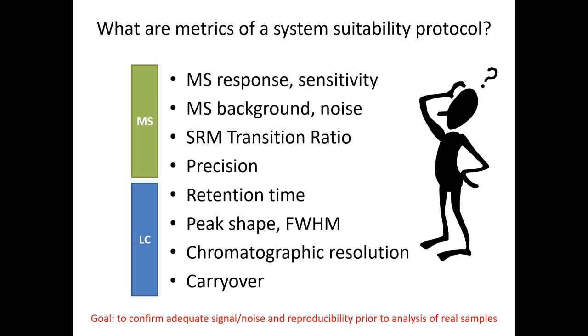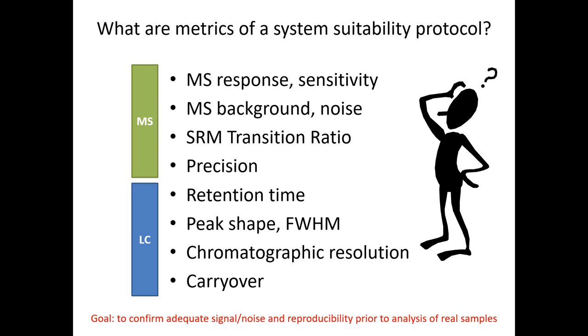Okay, what are the metrics of a system suitability protocol? What are the things you want to monitor and keep track of? So if you're looking at an LC-MS system, we break it down into the two components. For the MS, we look at the signal response, which relates to sensitivity, the background noise, chemical noise. Oftentimes, like on a triple quad, there are electrometers that can cause high background signal. And so your peak may normally be 100, but if the background is now at 50, your peak is half the height. And that's an electronics problem and a hardware problem.